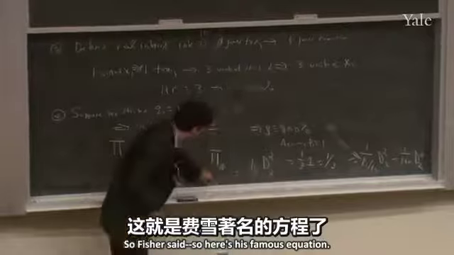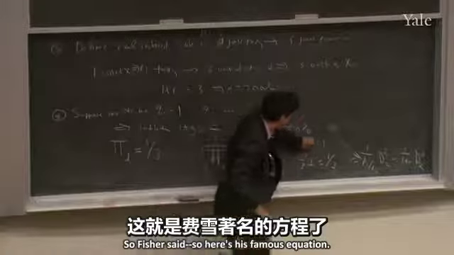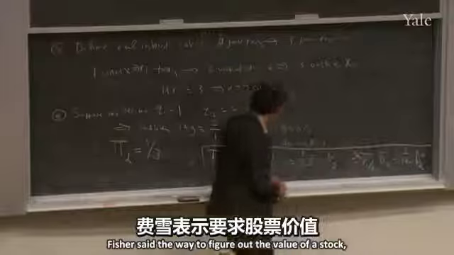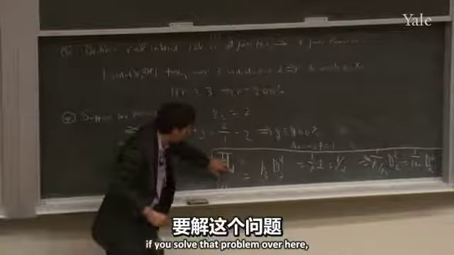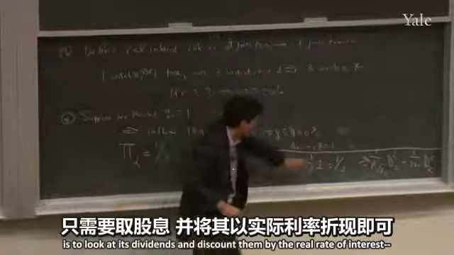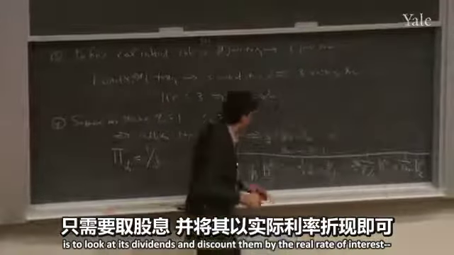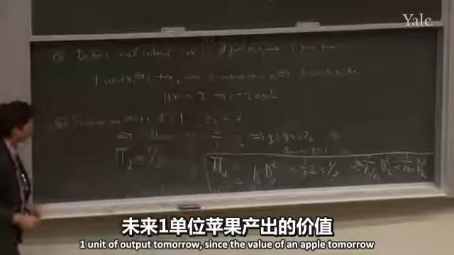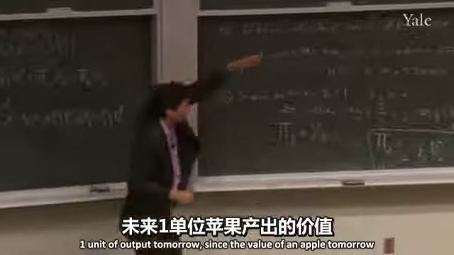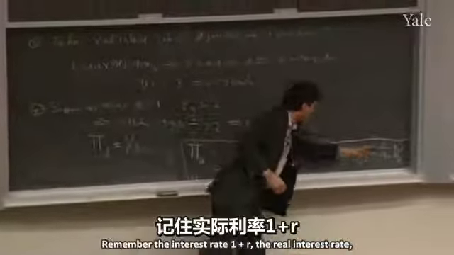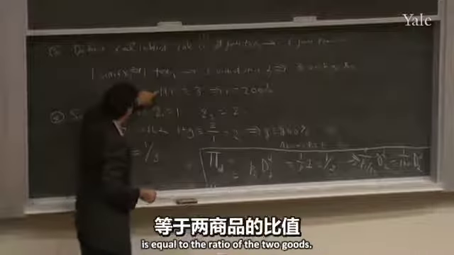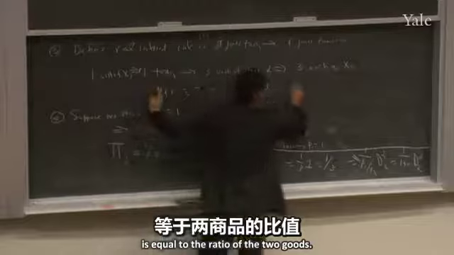So here's Fisher's famous equation. Fisher said, the way to figure out the value of a stock, if you solve that problem over here, is to look at its dividends and discount them by the real rate of interest. 1 unit of output tomorrow, since the value of an apple tomorrow is only a third of the value of an output today. Remember, the interest rate, 1 plus r, the real interest rate, is equal to the ratio of the two goods.